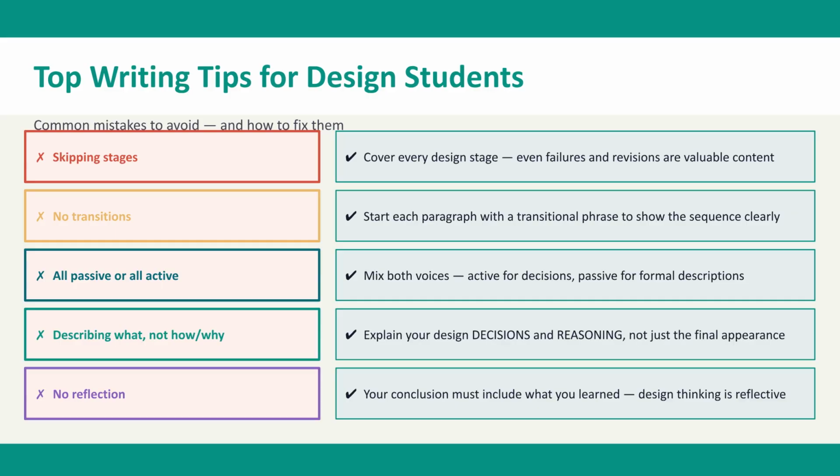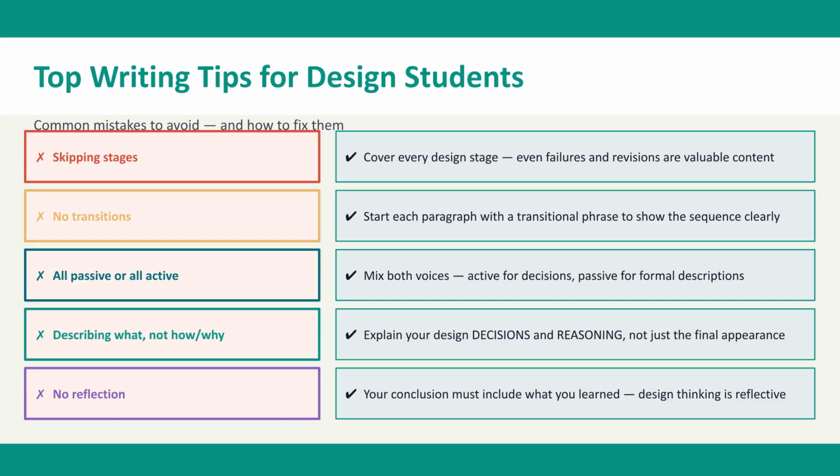Mistake number 4, describing what, not how, or why. This is the most common mistake of all. Students write about what their final design looks like. That's not a process essay. That's a product description. I want to know why you chose that material, why you redesigned the shade, what pushed you to change direction. The reasoning matters more than the outcome.